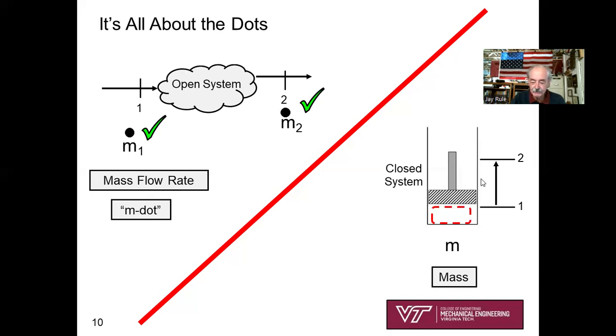Let's compare it to a closed system. You've got m, a fixed mass. It's just m. There's no dot there, right?